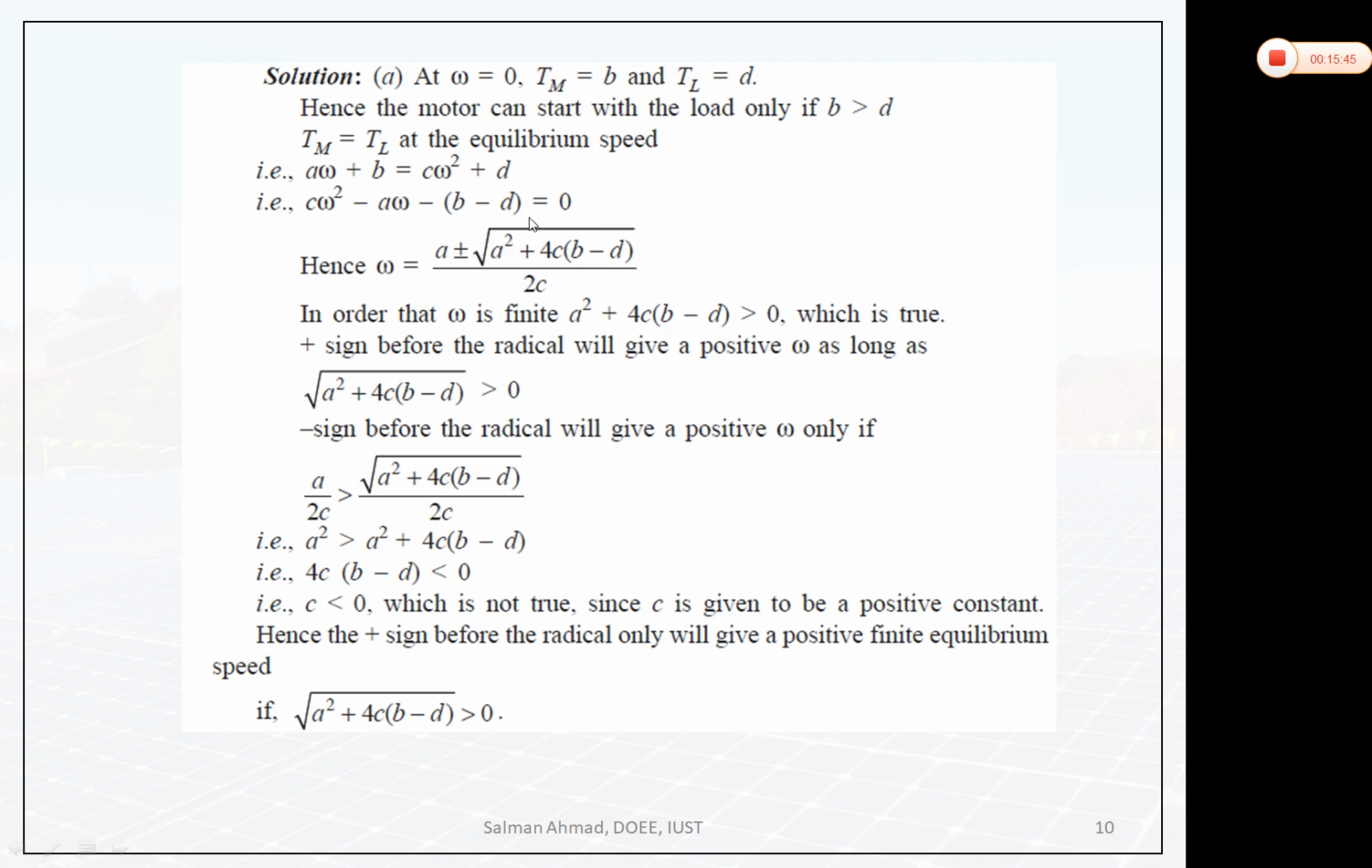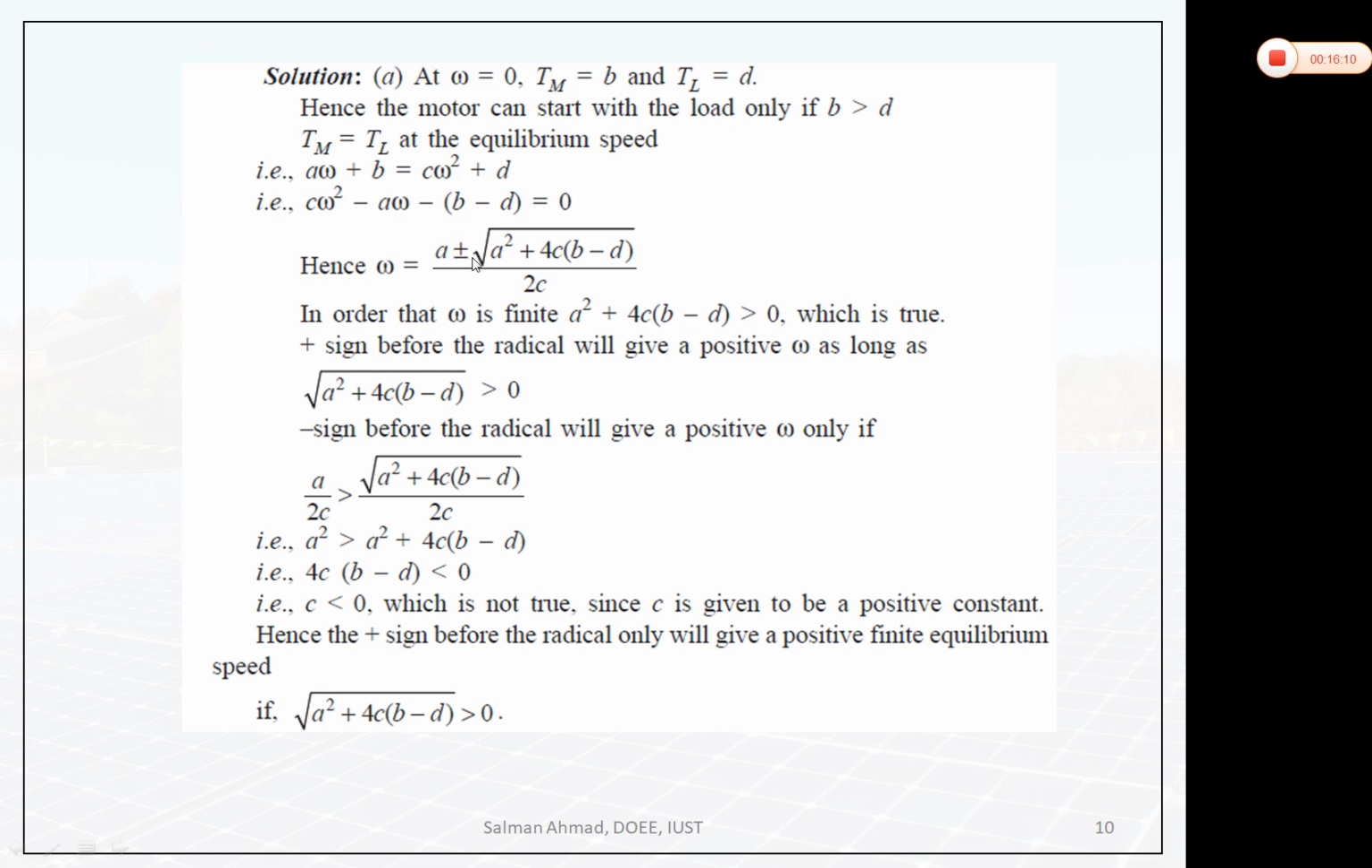Now we have to check which speed is positive and which speed is negative. First we check the sign before the radical that will give a positive. A is positive, every coefficient is positive, the radical is positive, and C is positive. So for the positive sign here, the speed is positive.